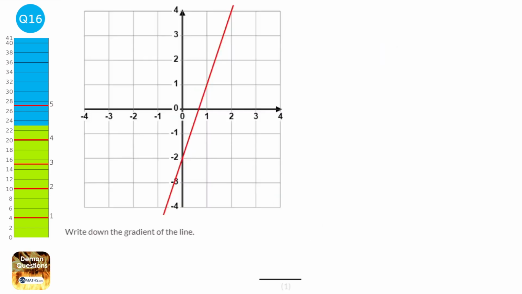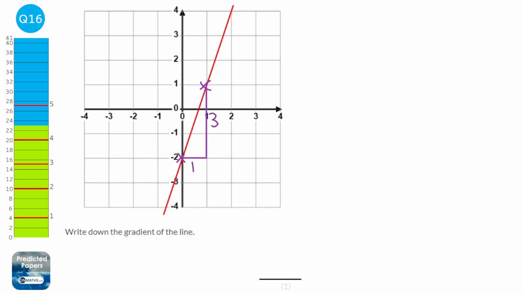To find the gradient, we need to find 2 points we know on this graph. So I'm going to pick that coordinate and this coordinate here. And we know that we need to draw a right angle triangle between them. And we find the gradient by the change in y, which is 3, over the change in x.